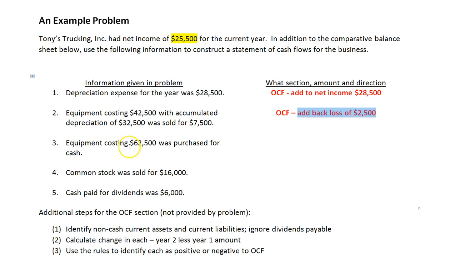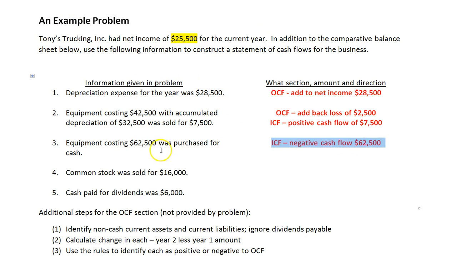All right, equipment costing $62,500 was purchased for cash. Okay, wait, we got to go back. There's another one for the second one. Right here, the equipment costing $42,500 was sold. We got a positive cash flow of $7,500 in the investing section. So ICF is the investing cash flow. We got a positive cash flow of $7,500. All right, equipment costing $62,500 was purchased for cash. So we're going to have an amount in the investing section. $62,500, and it should be a decrease or a negative cash flow.